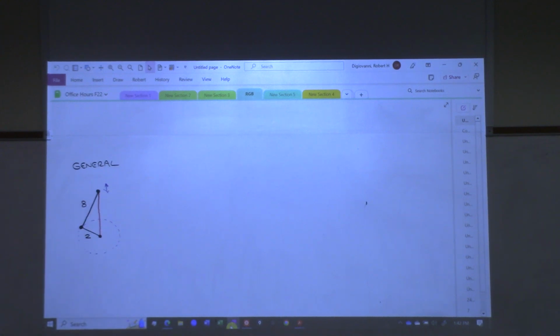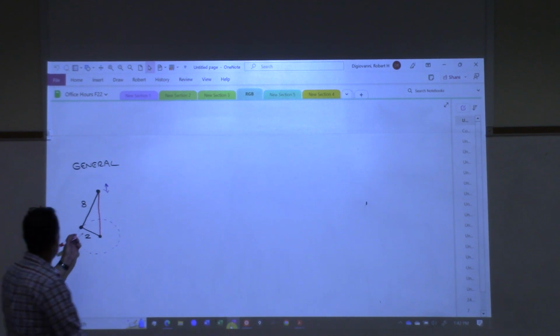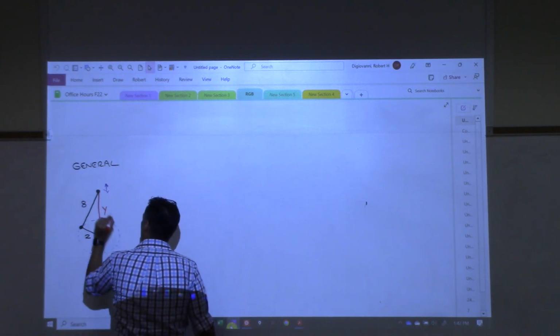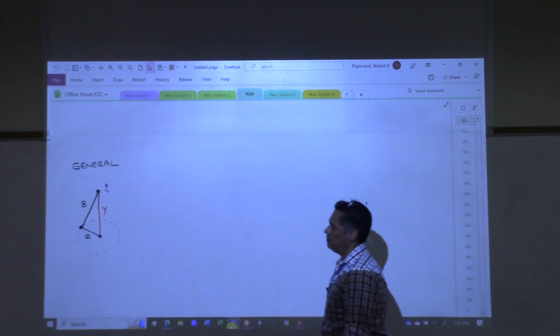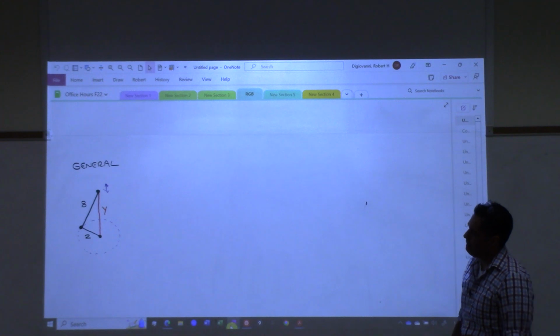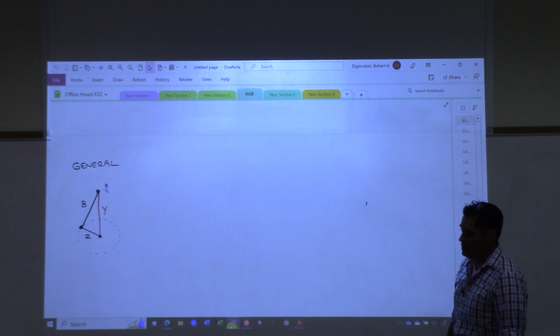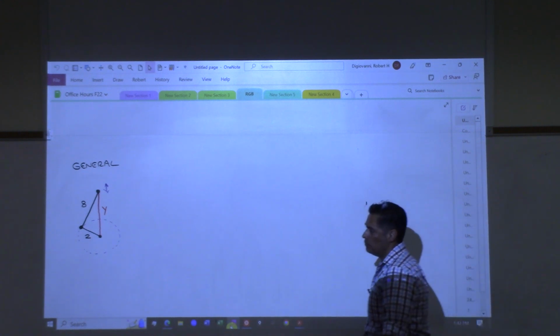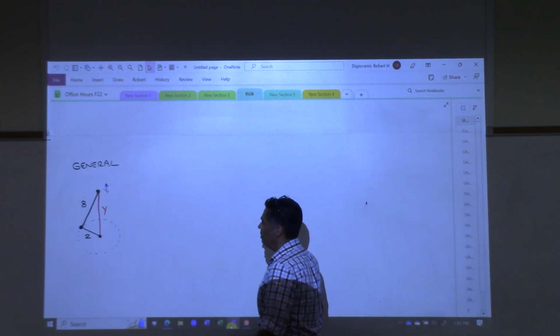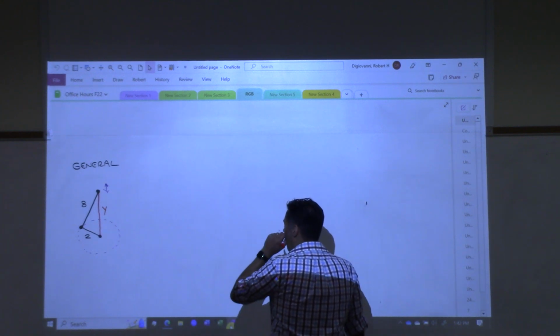So let's label it with a variable. I'm going to use y. I don't know why. I'm going to just use y. Okay, so the y is that distance, right? The y is the one that changes. Y does change, yes. Do you agree? Okay. So that's my general picture.